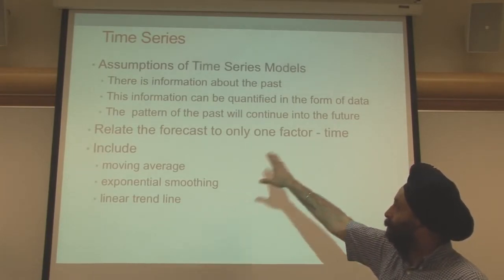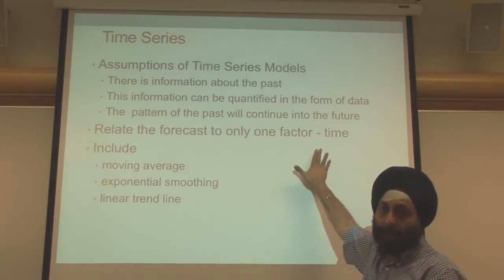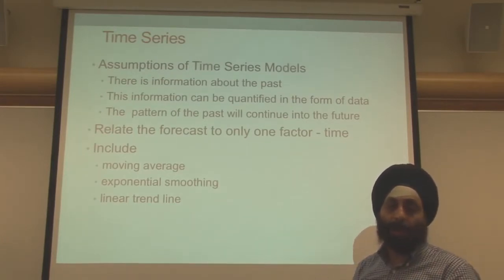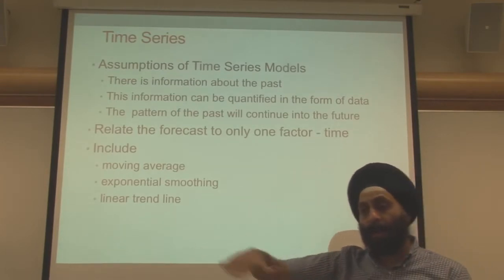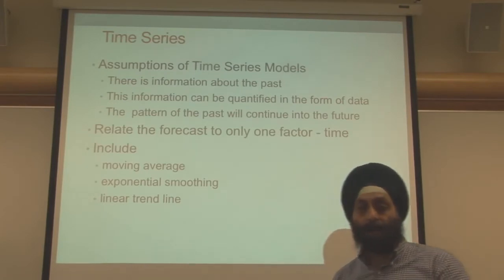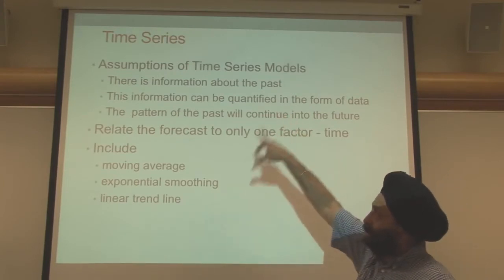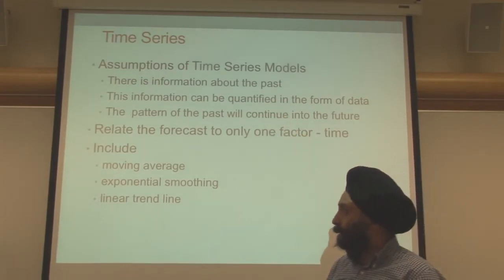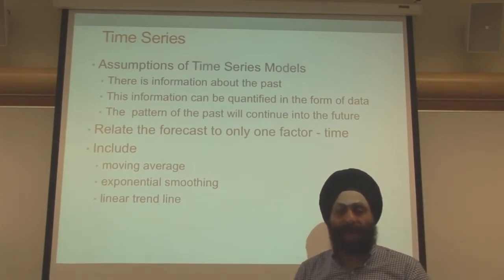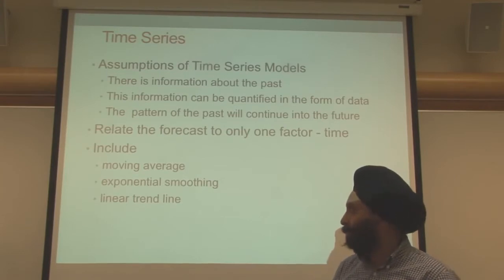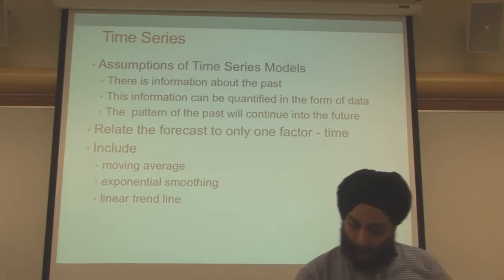In terms of time series models, the x-axis, the independent variable, is time, in contrast to causal models where it could be anything else. When you look at sales over time, or any other dependent variable over time, that's time series models being used. Here, we'll be looking at moving averages, both simple moving average as well as weighted moving average. We'll look at exponential smoothing as well as linear trend line examples.